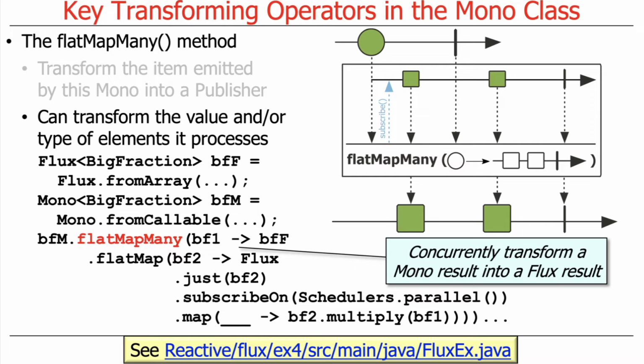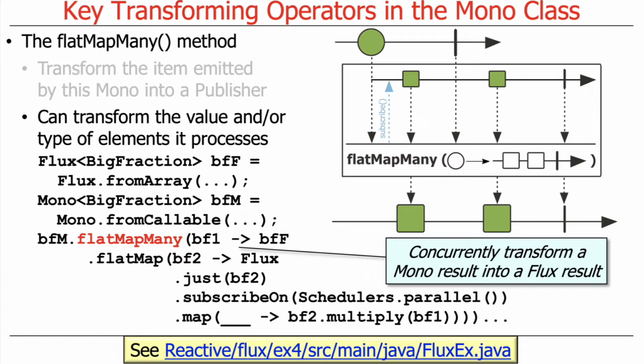And then we're going to use a fromCallable factory method to get ourselves a single big fraction. So we have this big fraction flux, which is a sequence of things. We have this big fraction mono, which is one thing. And then what we're going to do is concurrently transform the mono result into a flux result. So what the heck are we doing here? This is actually a really, really cool idiom to know how to use.